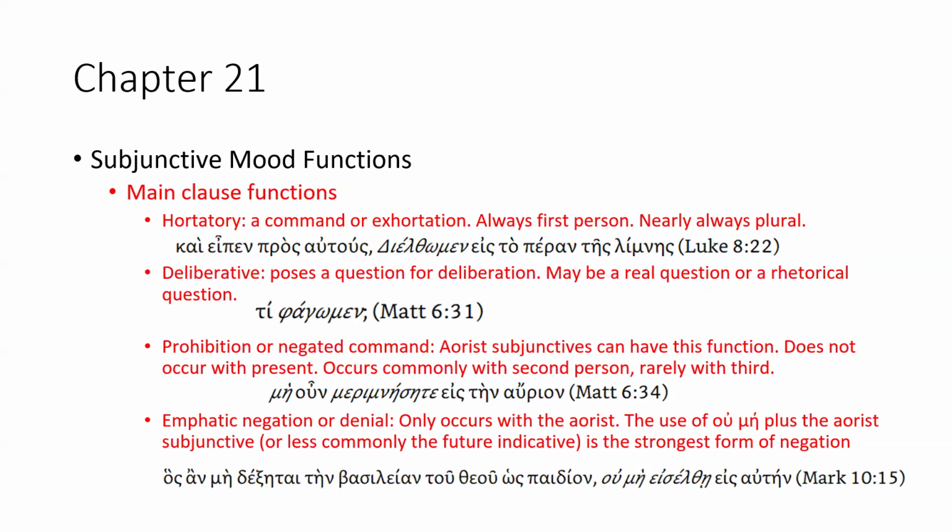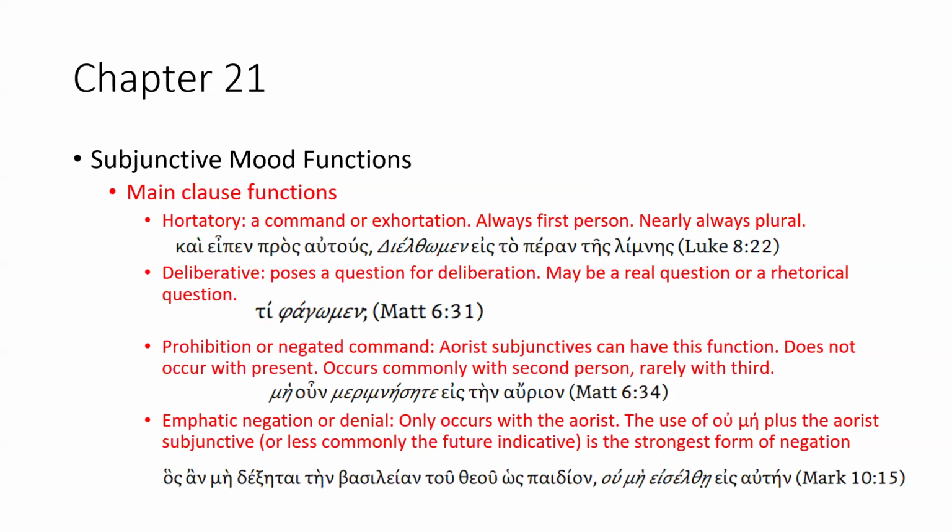Subjunctive mood functions, main clause functions. So here it occurs as the main or independent verb in a main clause, and it can be hortatory, a command or exhortation, always first person, nearly always plural. Eipen pros autous, dielthomen eis to peran tes limnes. He said to them, let us go to the other side of the lake. So let us go, subjunctive.